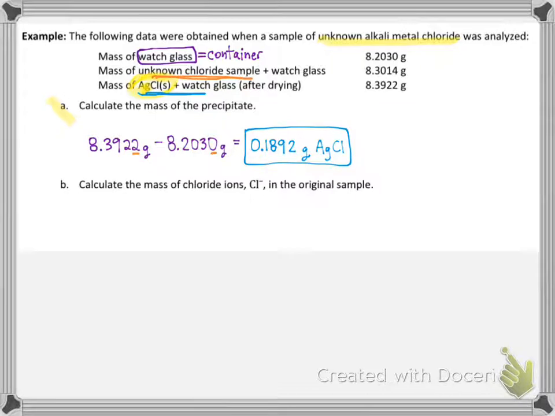Okay, well now we know the mass of silver chloride. I want to find the mass of just chloride ions. And this is just one of those whole to part calculations that we were working on in Unit 1. So you actually already know how to do this. So you should go ahead and pause the video and try it on your own. And when you are ready to check, unpause the video.